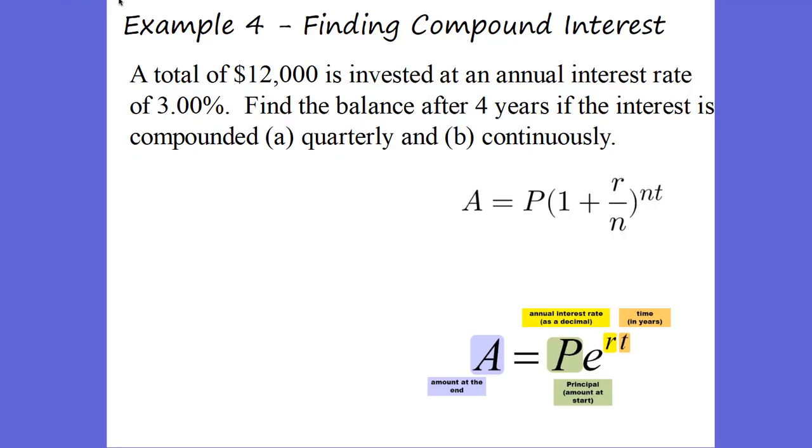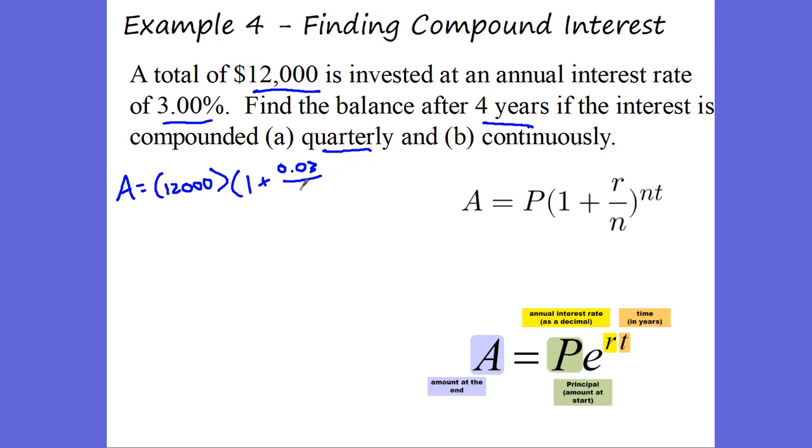So let me give you an example of a problem where we're trying to find compound interest. You take $12,000, you can invest it, you're going to get 3% interest. You want to know what's happened after 4 years. So A is equal to the principal. What's your principal? It's $12,000. We have 1 plus r, r is 0.03, over the number of times you're compounding.